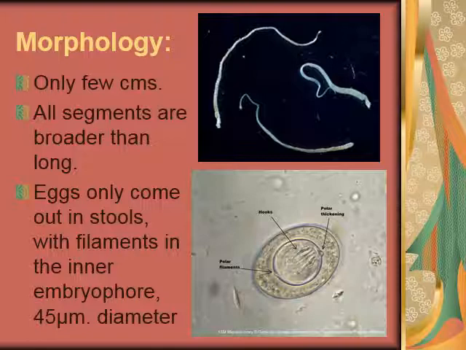When we come to the morphology, it is only a few centimeters, maybe up to 6 centimeters. All the segments are broader than long, as we'll see in the next slide. The eggs are small, about 45 micrometers. They come out in stools with filaments around the inner embryophore. These are the filaments coming here. These are polar knobs around the inner embryophore, and the filaments come out of these knobs. There are about 8 filaments from each pole. Inside there is the hexacanth embryo with the hooks present inside.